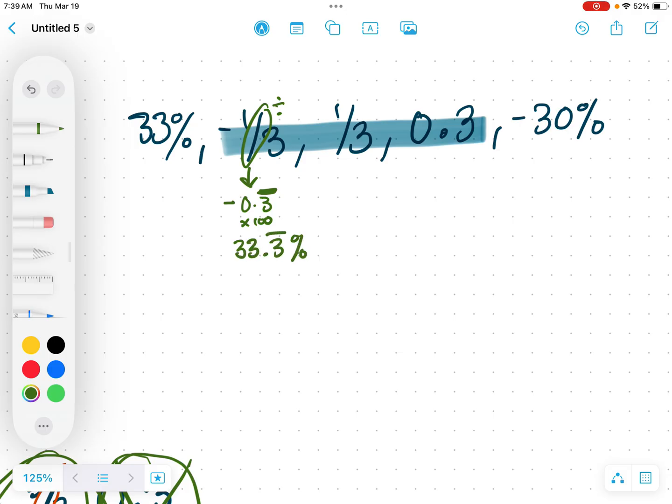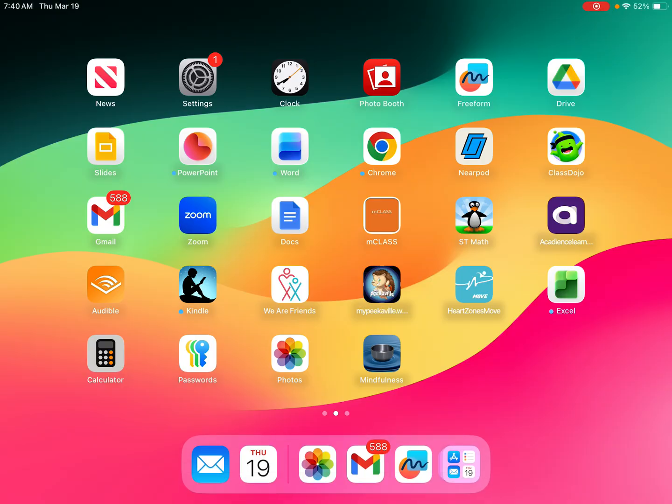Then we have the same thing. This is just positive 1/3, so it's going to be the exact same thing. We divide, multiply by 100. It's only just going to be positive instead of negative.